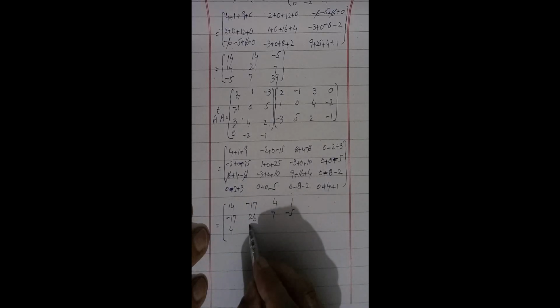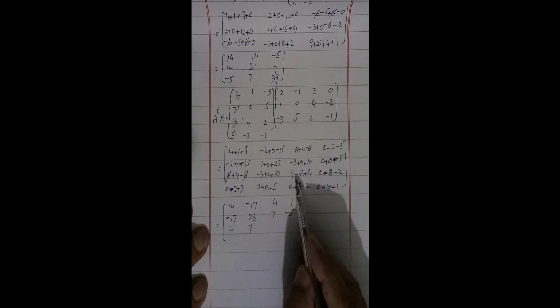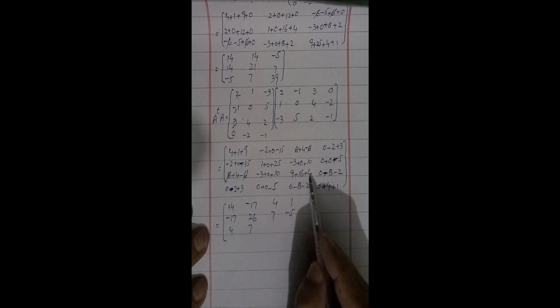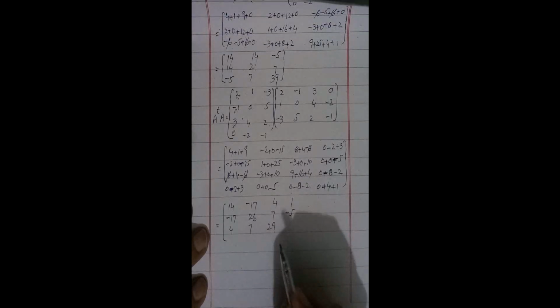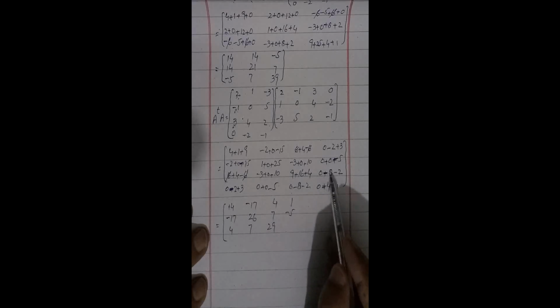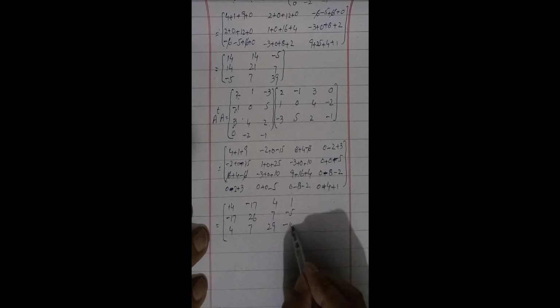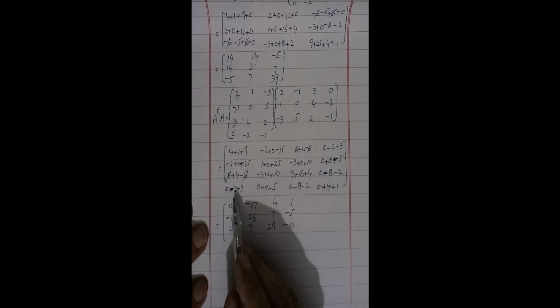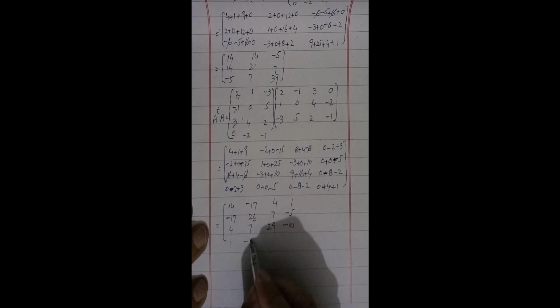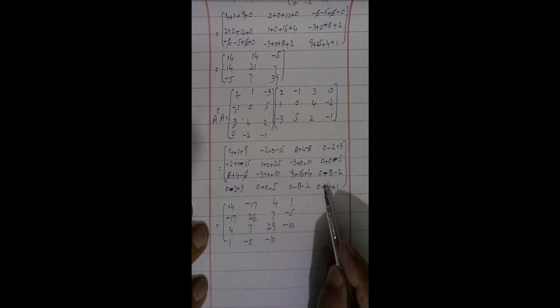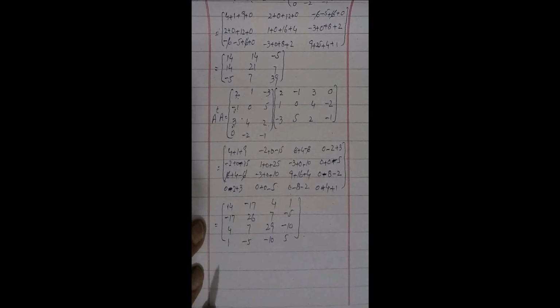10 minus 3 is equal to 7, 16 plus 4 is equal to 20, 20 plus 9 is equal to 29, and minus 8 minus 2 is equal to minus 10, and the last row is minus 2 plus 3 is equal to 1, it is minus 5, minus 8 minus 2 is equal to minus 10, 4 plus 1 is equal to 5, and this is the value of A transpose into A.